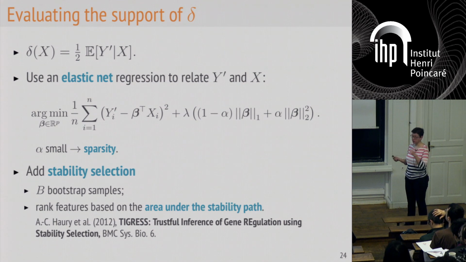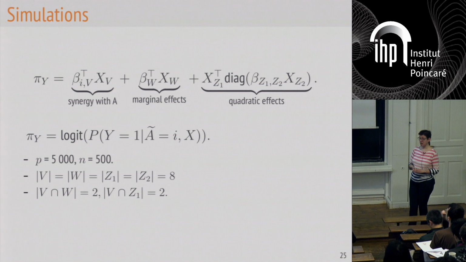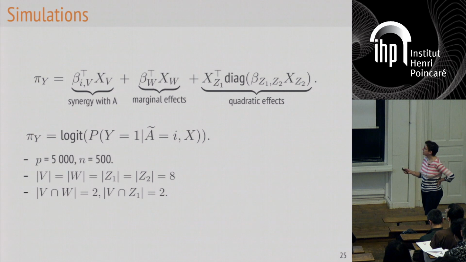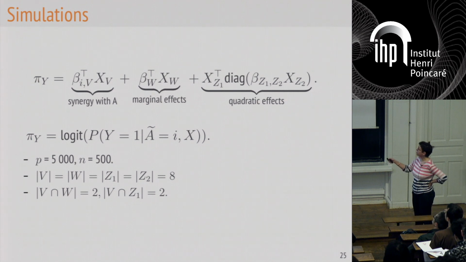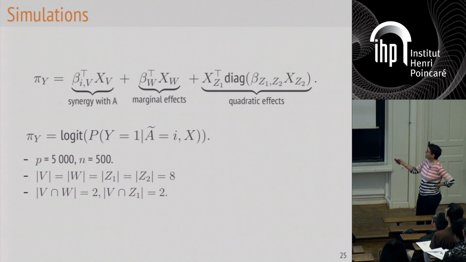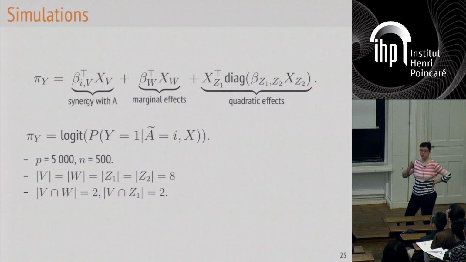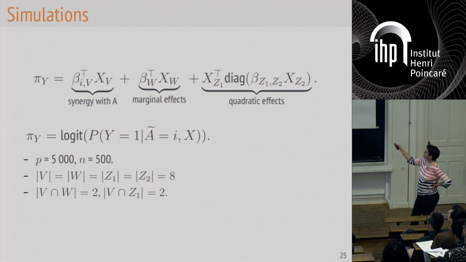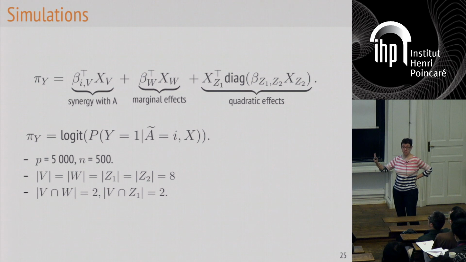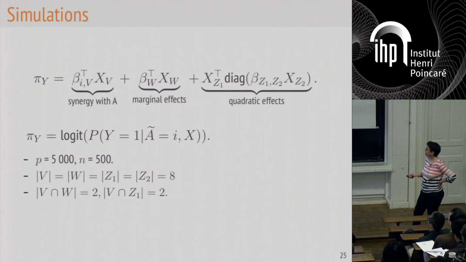So we did a number of simulations. In the interest of time, I'm presenting only one of them here. Those formulas are a bit ugly. What matters here is that we're doing a logistic regression, so a logit model of our case-control phenotype. And we have SNPs that are synergetic with, so in epistasis with A, the one we're looking for. We have some marginal effects, so some SNPs that are involved on their own in the outcome. And we have some quadratic effects between SNPs that are not the ones we're interested in.